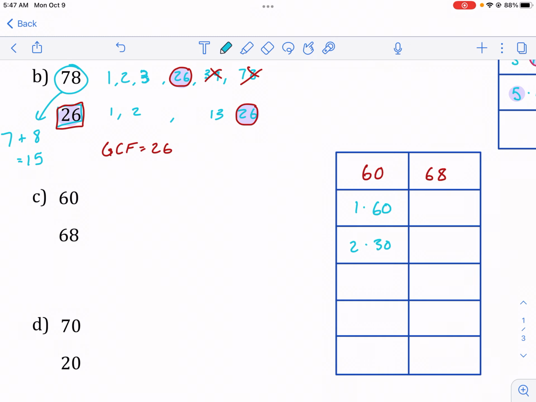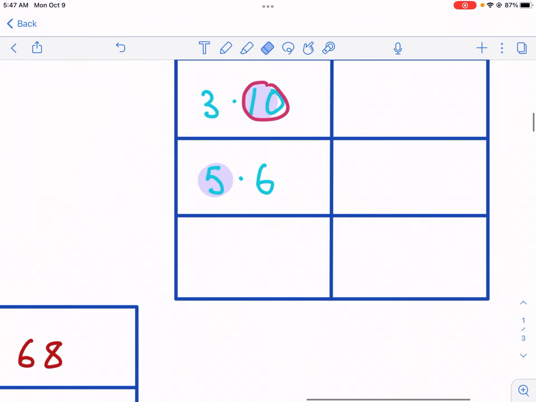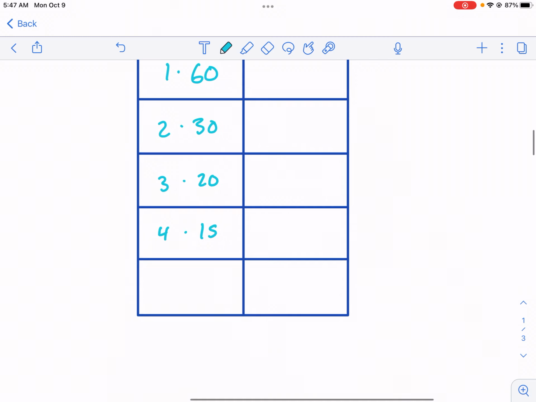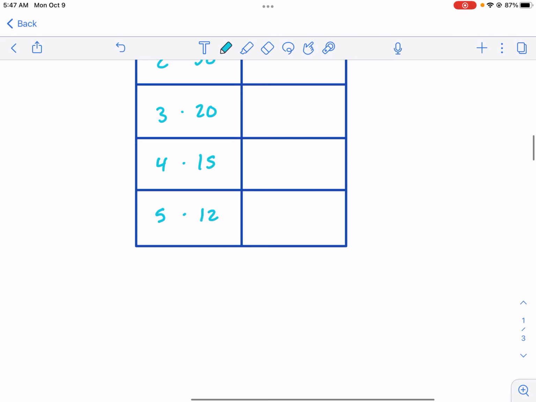2 times 30. And what I'm doing here is I like to just increase this first number little by little, and it automatically is going to decrease the second number until they get somewhere in the middle, kind of like 5 and 6 were right next to each other. So I have 3 times 20. I think it's 4 times 15. And as you can see, the numbers are getting really close together. 5 times 12, and I'm going to need more boxes, actually.